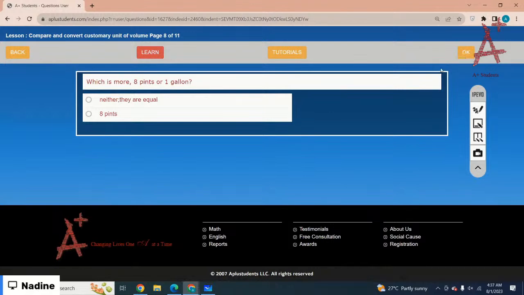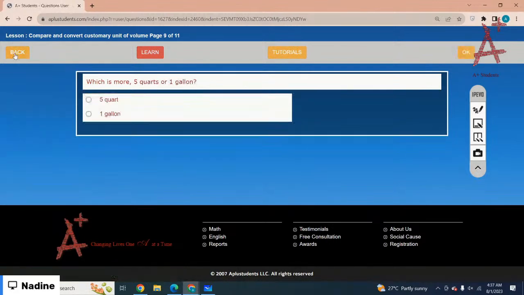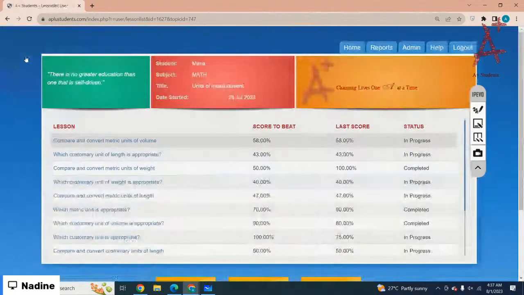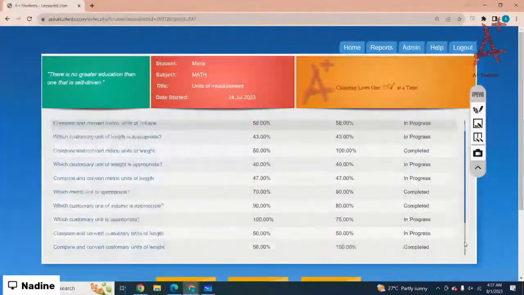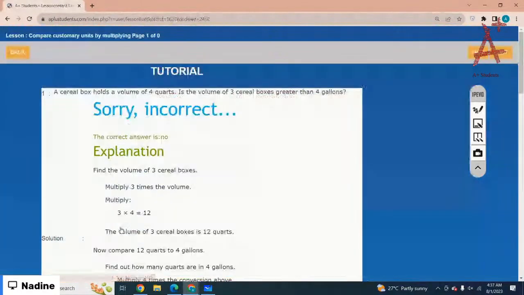The correct option is they are equal. Okay, you can complete the test by yourself later today. Let me just move on to the next lesson. The next one is compare customary units by multiplying.